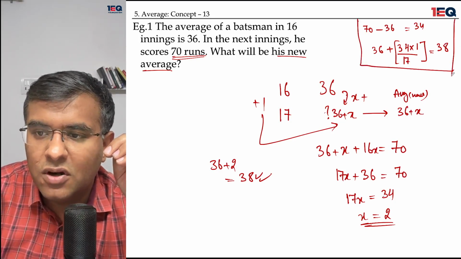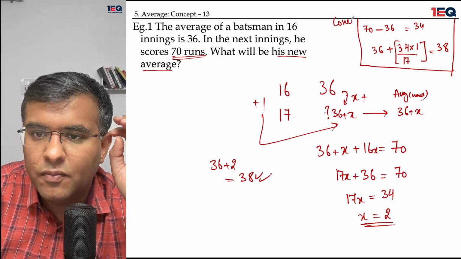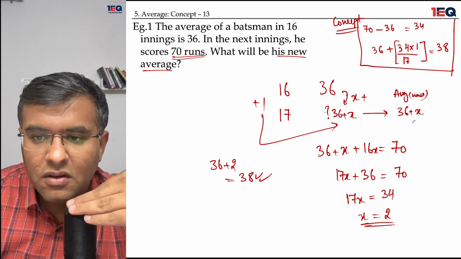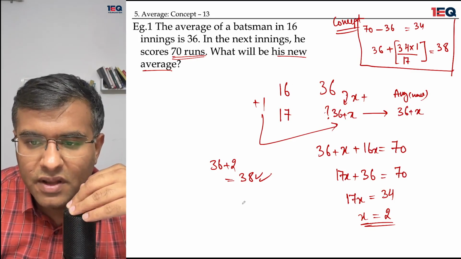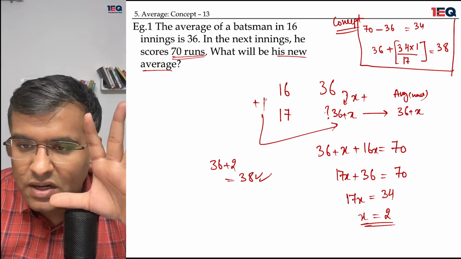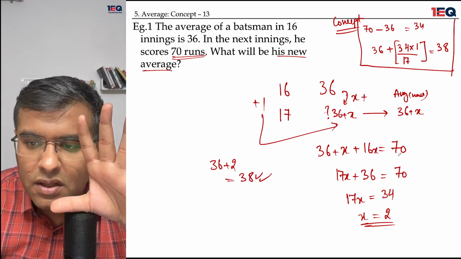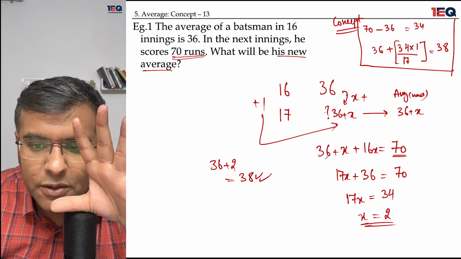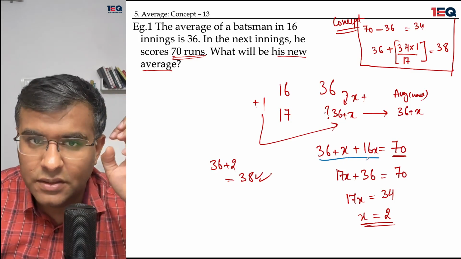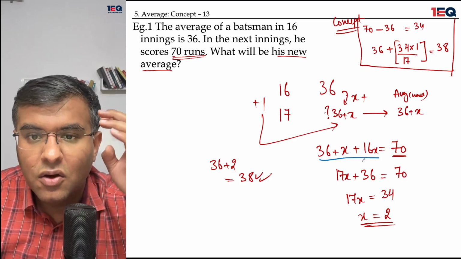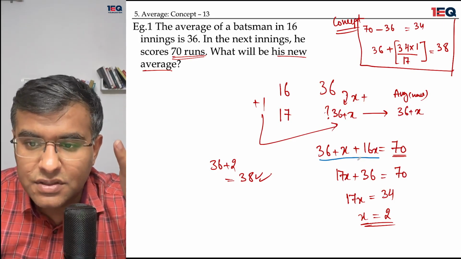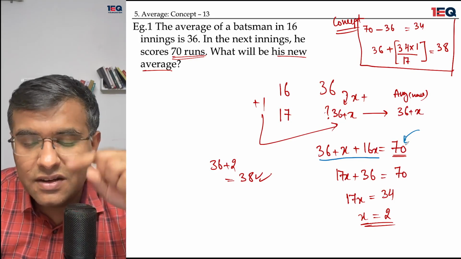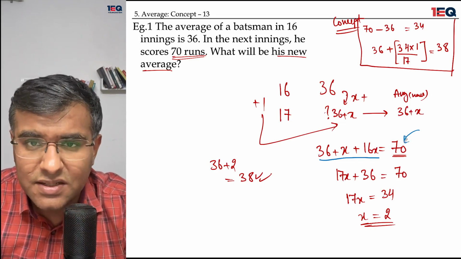This method which I've talked about over here is a little conceptual method. It might be a little difficult for you to digest, but the one which I've talked about earlier is the most standard method of solving it. Why did I put it as 70? Because in this equation, I brought out the reason of the increase in the average, and the reason was the 70 runs which were scored in the last innings.